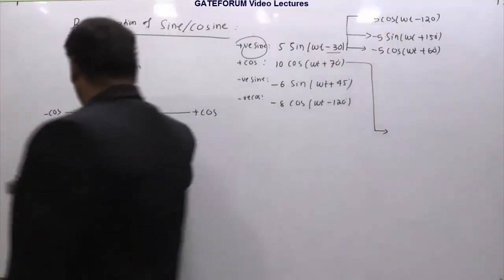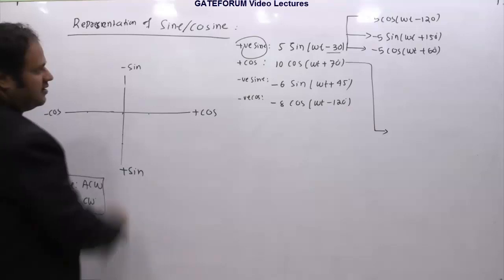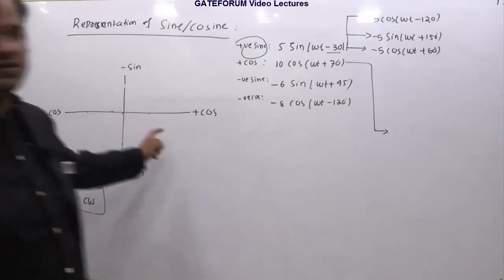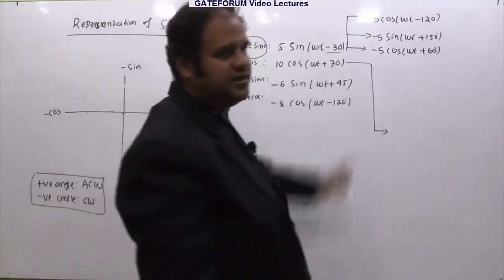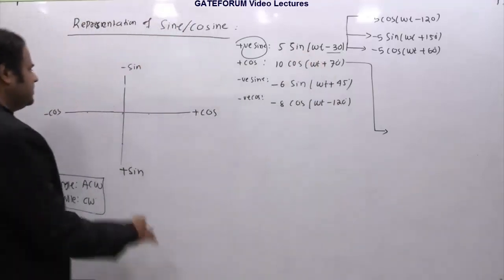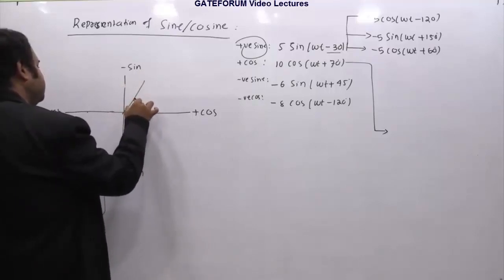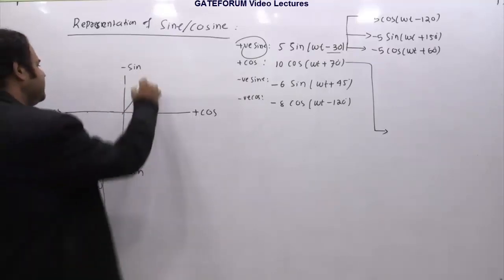Now coming to this, let's see. This is given as 10 cos omega t plus 70. So positive cos is the reference, and from positive cos, your movement should be 70 degree in the anti-clockwise direction because this angle is positive. So this angle is your 70 degree, and this length will be your 10.